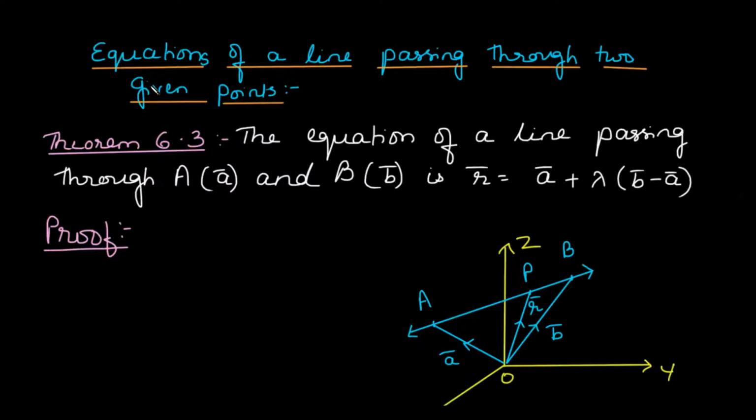Hello students, we continue with chapter 6 and today we are going to learn about equations of a line passing through two given points. So we come to theorem 6.3. According to this theorem, the equation of a line passing through A having the position vector A bar and B having the position vector B bar is R bar is equal to A bar plus lambda (B bar minus A bar). It's an important equation as far as sums are concerned, and let us understand the theorem.